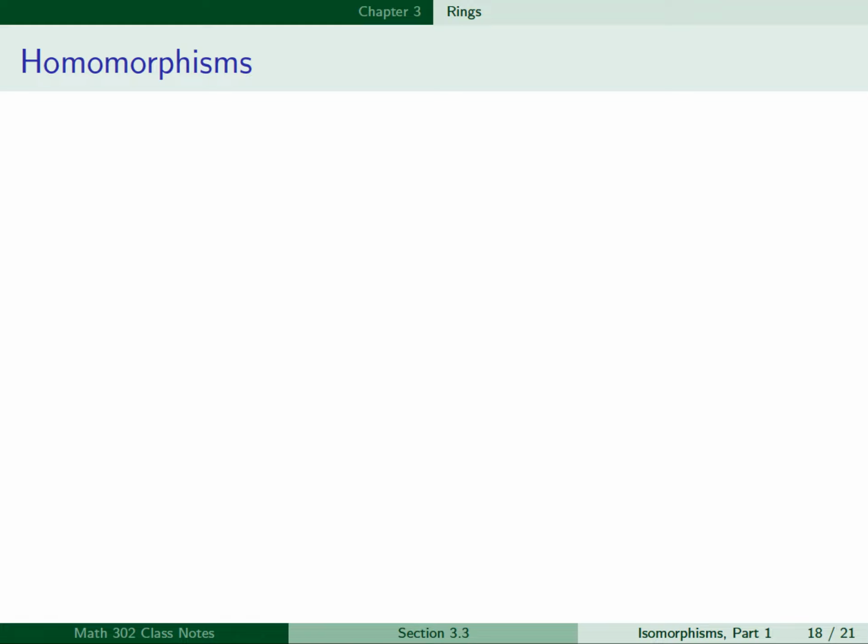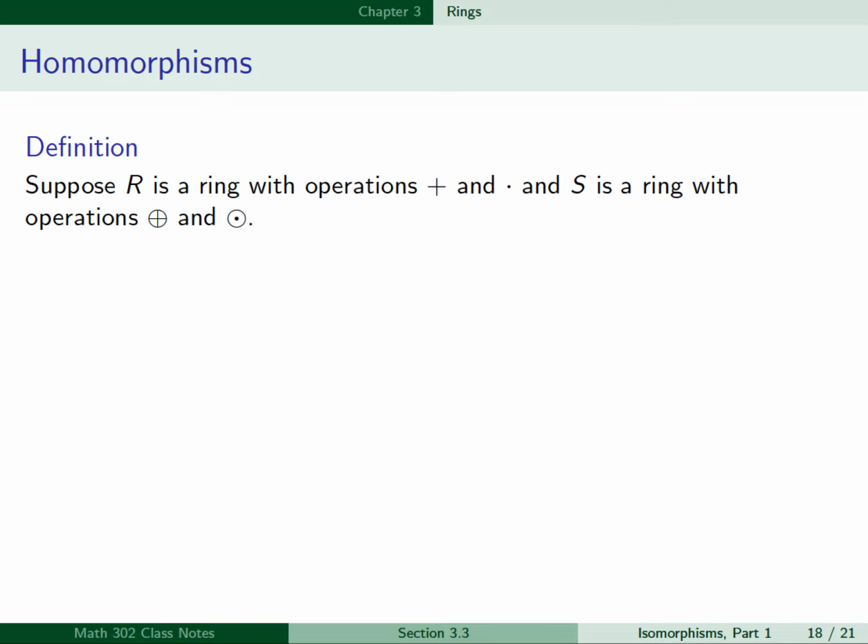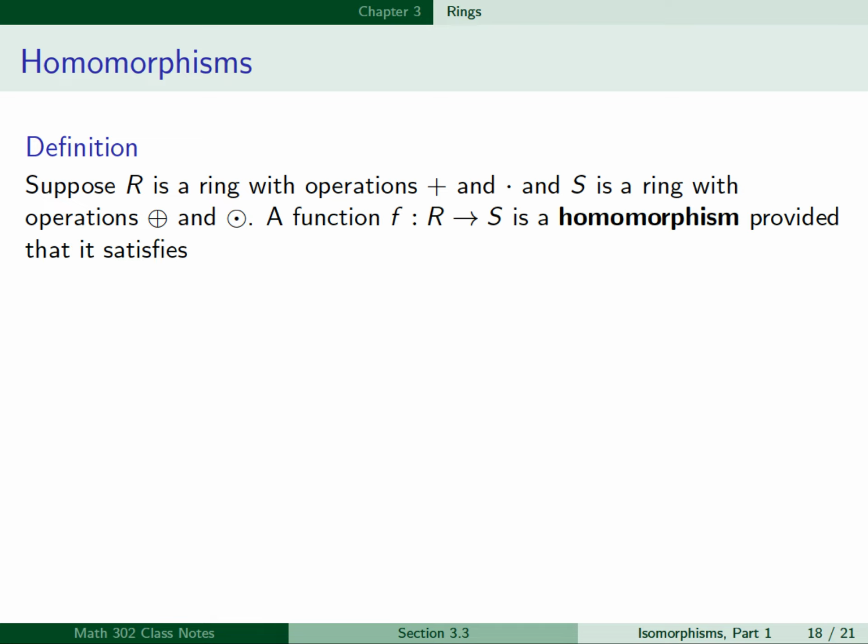Next, we want to talk about functions associated with rings, and these are going to be called homomorphisms. So suppose R is a ring with operations plus and dot for the addition and multiplication, and S is a ring with operations circle plus and circle dot for the addition and multiplication. So we're using two different symbols for the addition in R and in S, and for the multiplication in R and in S, because in general the two rings may have very different operations. Then a function f from R to S is a homomorphism provided that it satisfies two conditions.